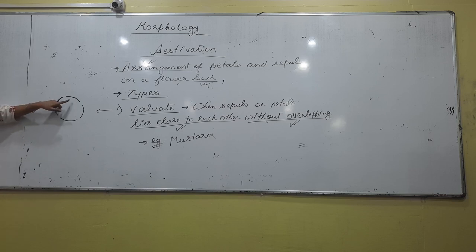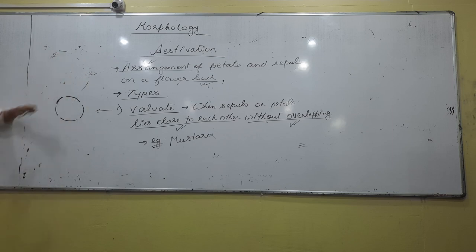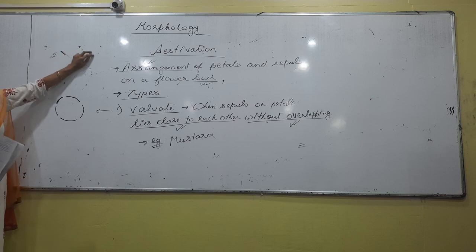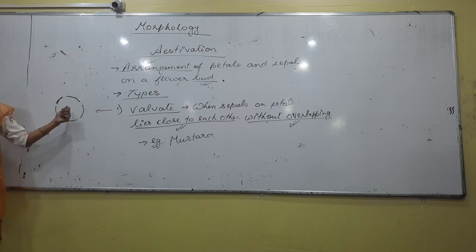In open estivation, the sepals or petals are far away from each other, so it is not possible to draw a diagram. If it is close by, then we can draw the diagram. Right, so open estivation is generally not depicted in a diagram, but you should know that there is something called open also. In the diagram, they will have space.